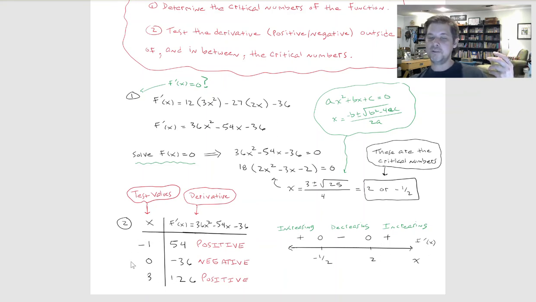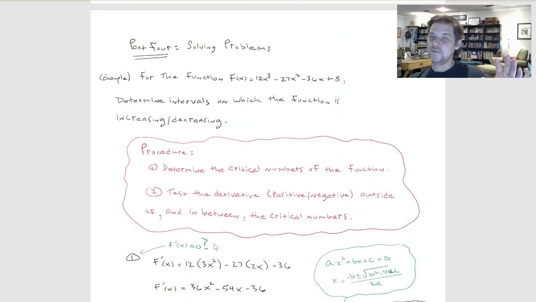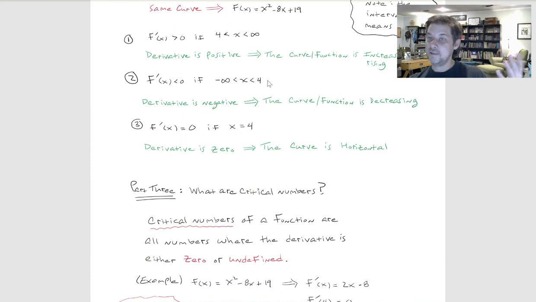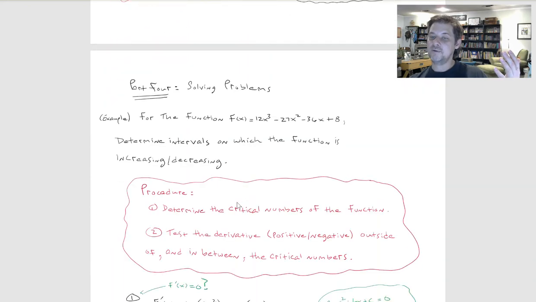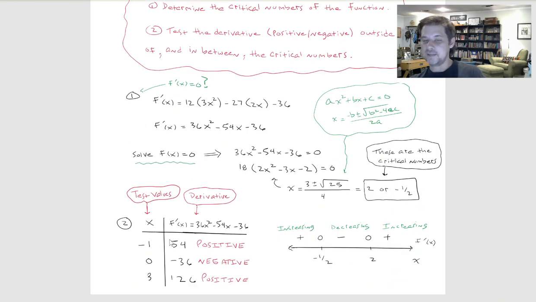So I put those values of x into the derivative, and I got 54 first. If I put negative 1 in for x in the derivative, I get 54. Now, I don't care that I got 54. I just care that that's positive, okay? Because I'm trying to figure out where the derivative is positive or negative. Because ultimately, I want to answer the question, where's the curve rising or falling? So it's not really that I got 54. I take note that 54 is positive.